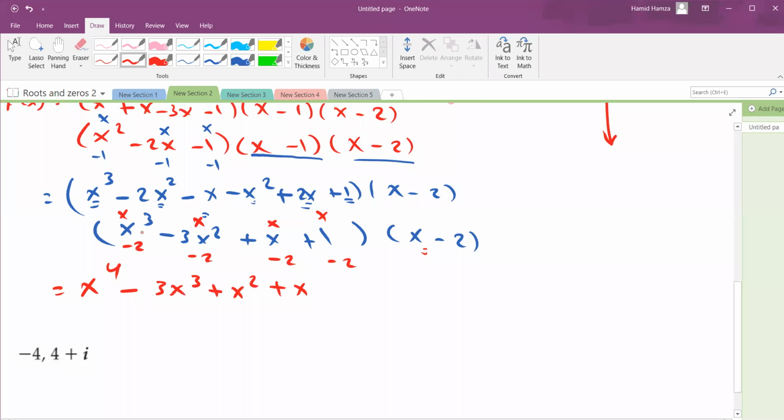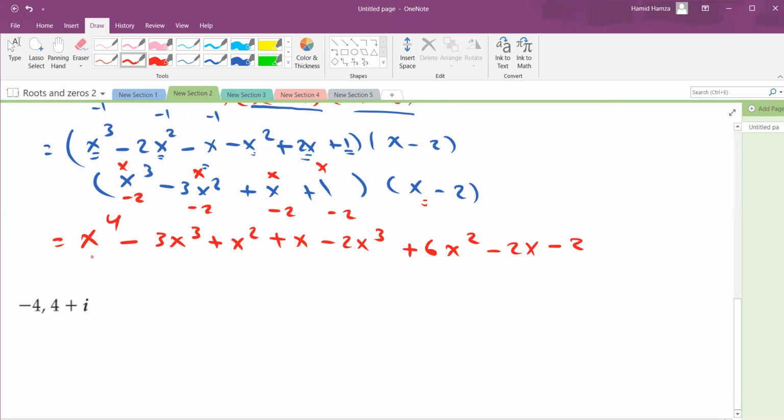Negative 2 multiplied by x power 3 will be negative 2x power 3. Negative 2 multiplied by negative 3 will be positive 6x power 2. Negative 2 multiplied by x will be negative 2x. The last one, negative 2 multiplied by 1 will be negative 2. We finished. Just combine like terms. As I mentioned, always the first and the last one have no like terms.